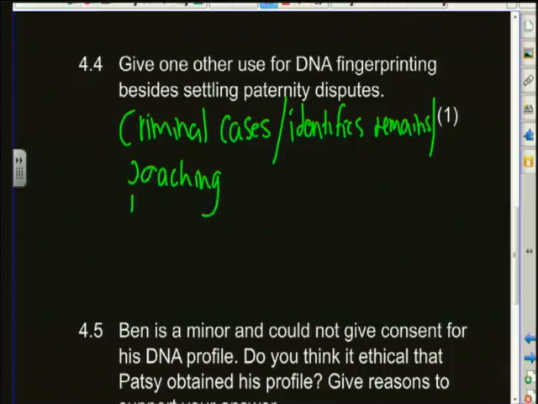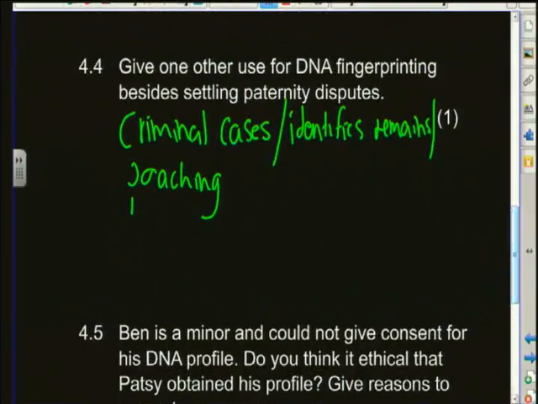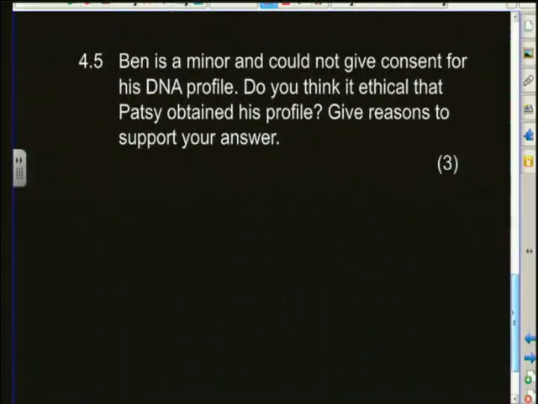In South Africa, we can use it for poaching. What do we mean by that? We can take DNA from animals, rhinos, etc., and if we find the horn, we can positively prove that it is one of the animals that was poached. Now just remember, it says other than, so you cannot in your answer tell me to see who the father is. It says other than.